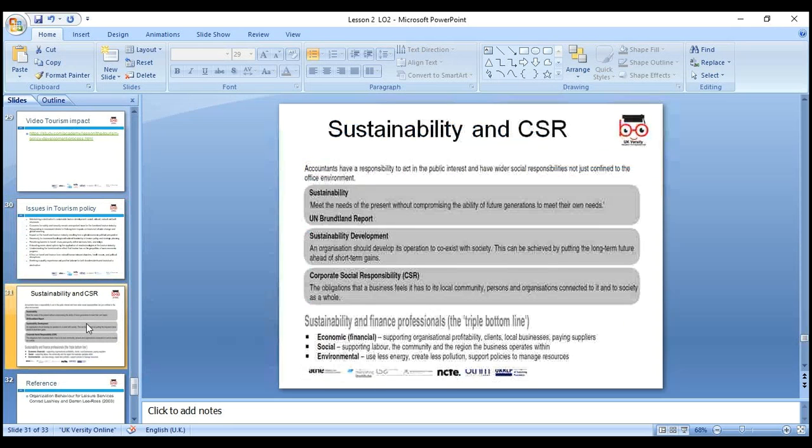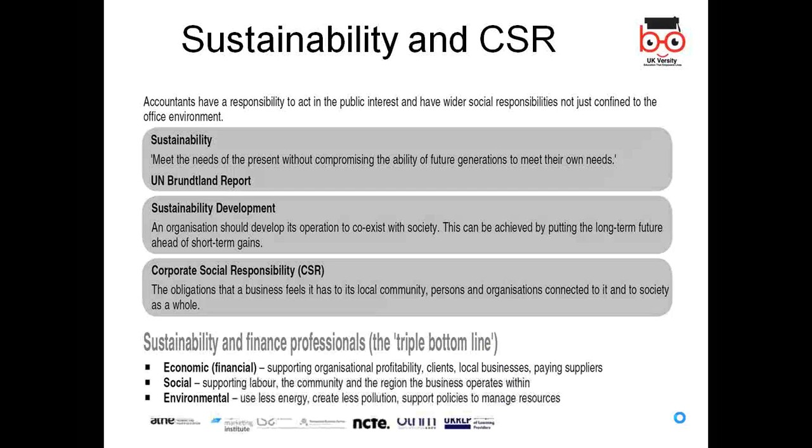We need to be ultimately repeat business. Then we need to keep sustainability and corporate social responsibility in mind, not only in the accounting profession. Without compromising future needs, we do not pollute. CSR is all about three things: we need to care about the planet, we need to care about profit, and we need to care about people. Economically, we support the organization, profit, clients, local businesses. Socially, we look at communities, regions, and the business we operate in. Environmental means using less electricity and creating less pollution. So this is all about what we need to look around at.